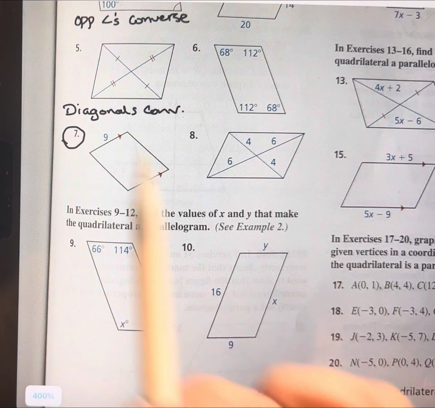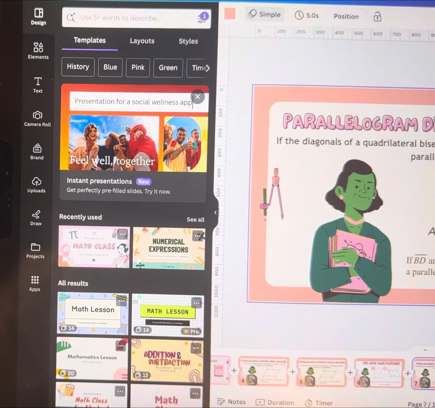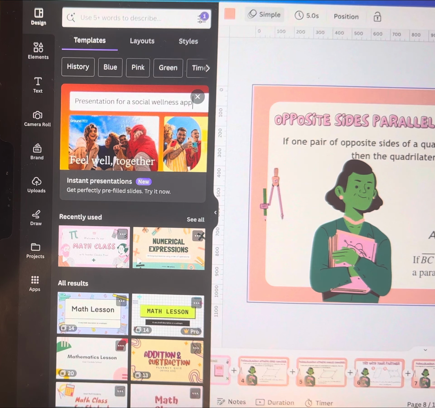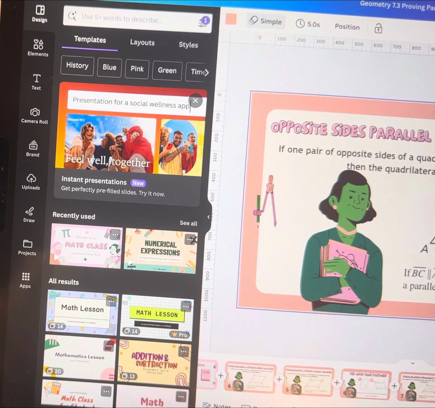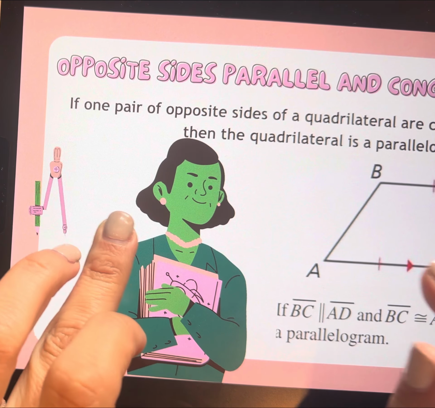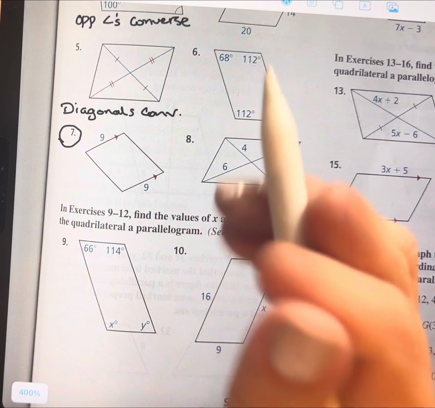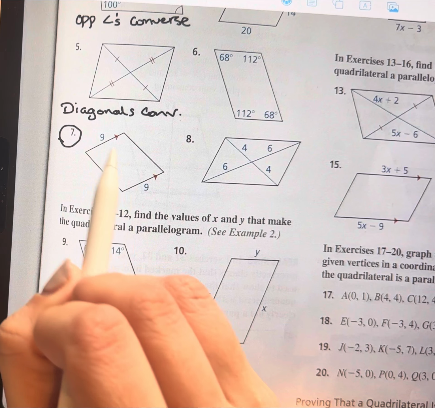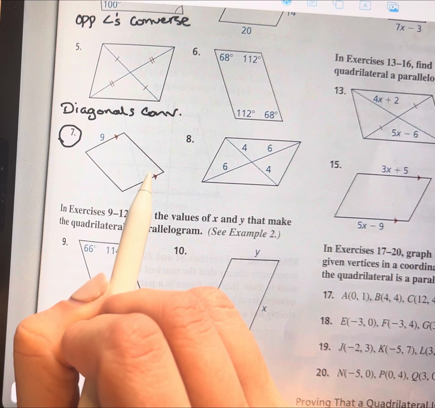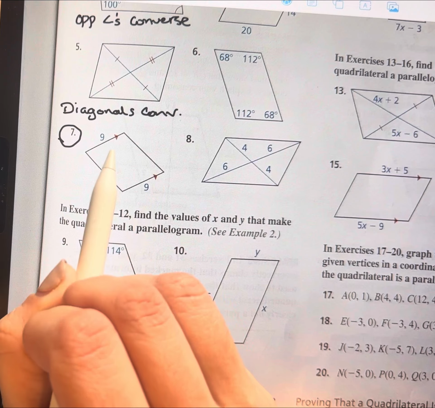This one is the only one that's a little bit different. So looking back at the notes on this guy, this is not a converse because this was a theorem on its own. It was the opposite sides parallel and congruent theorem. So this was like brand new. This isn't like the converse of a theorem that we saw previously. So here we have one pair of opposite sides that are both parallel and congruent. The same set of opposite sides are both parallel and congruent.